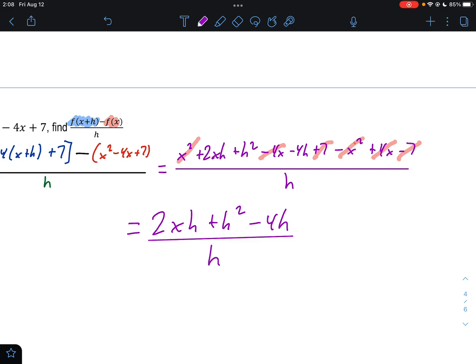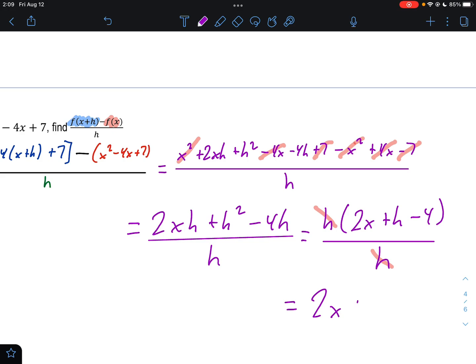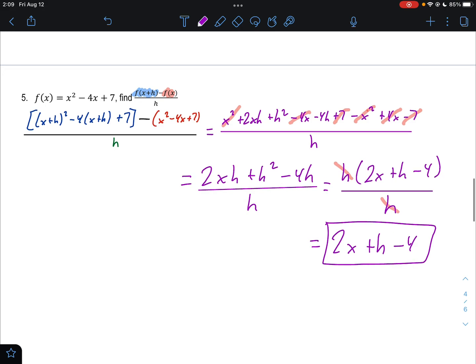all over h. And I can tell you right now that if you get to this step and every term in the numerator does not have an h in it, you did something wrong. But luckily, all 3 of these terms have an h in it, because our next step is going to be to factor that h out. Because then we can cancel h with h, and that leaves us with our final answer of 2x plus h minus 4, and that is the difference quotient.